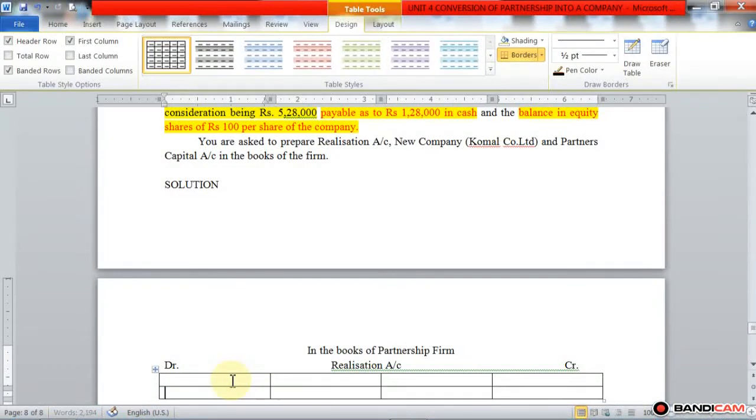Okay, particulars, rupees. Okay, so here particulars, then rupees, then particulars, then rupees. Then next one is, first of all, transfer all assets to realization account at book value.